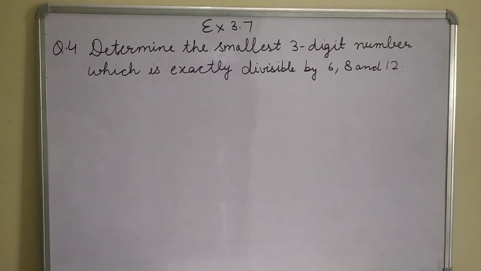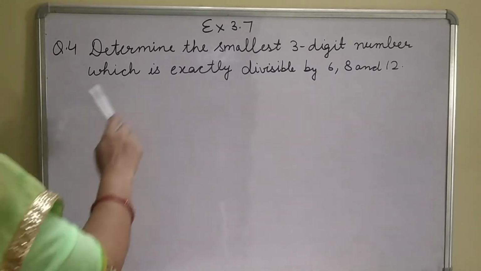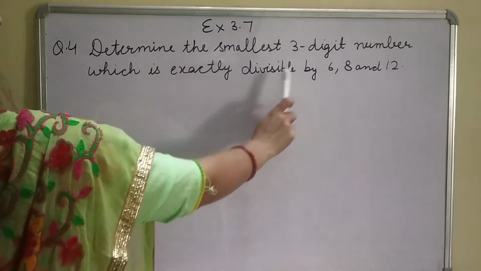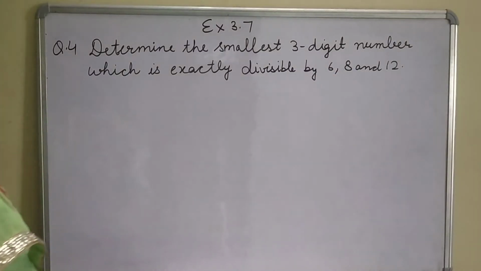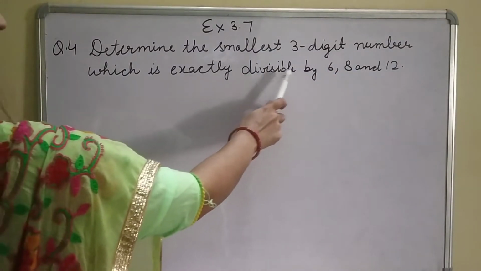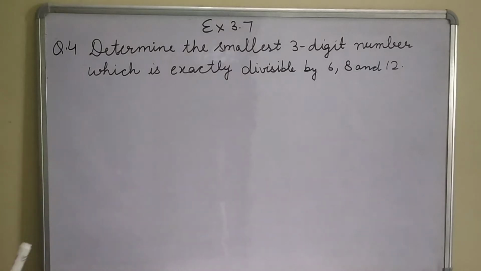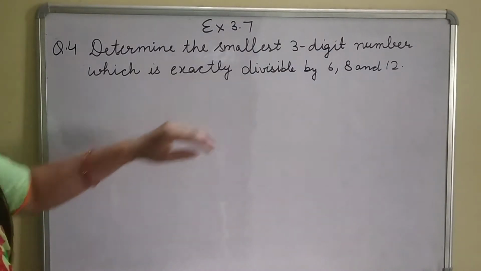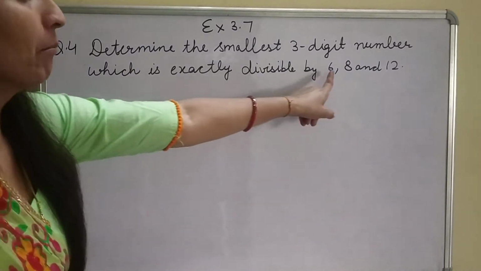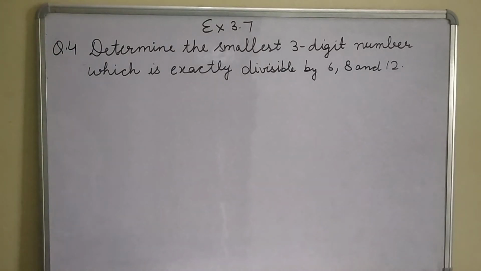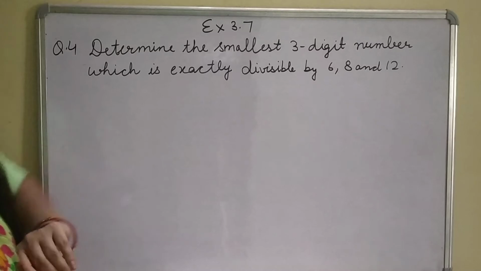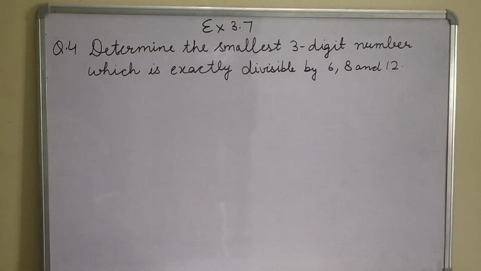In this video, we are going to discuss the questions of exercise 3.7. So our question number 4 is, determine the smallest 3-digit number which is exactly divisible by 6, 8 and 12. Exactly divisible means that it is a multiple of these numbers, or we can say that it comes in the table of these numbers. So what we have to find? We have to find the LCM.